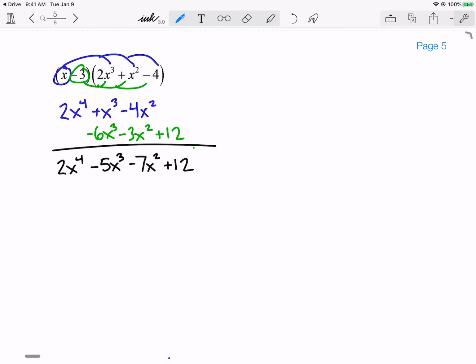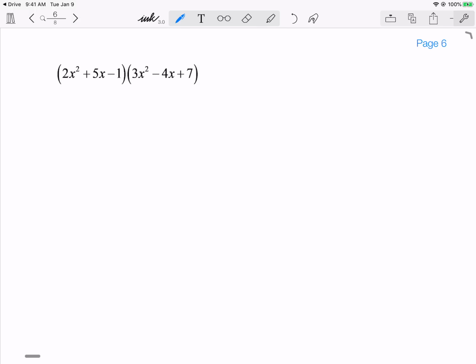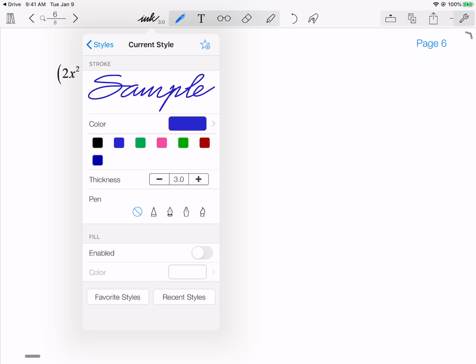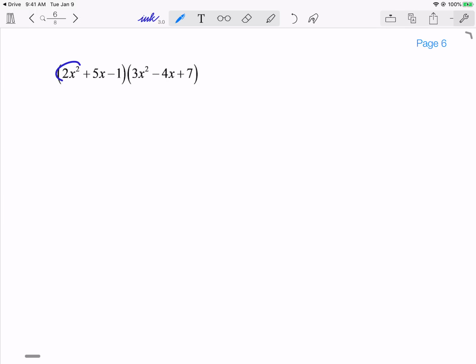Okay, so continuing on, here's another example, but now I've got two trinomials. So this is where it gets a little messy if you're not careful. I'm going to first distribute the 2x squared. 2 times 3 gives me 6. Add the exponents, 2 and 2 gives me 4. Minus, because I've got this minus here on the 4x. 2 times a negative 4 gives me minus 8. Add the exponents, x cubed. Next term gives me plus 14x squared.